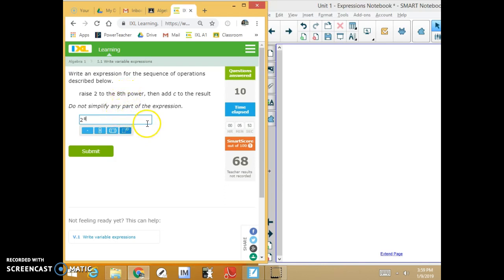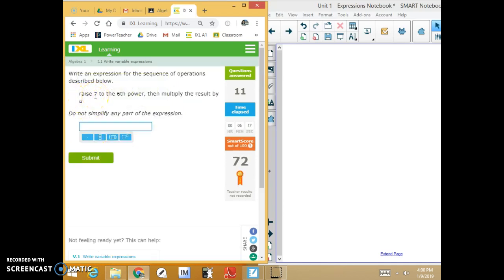Then I want to add c. And if I want to add c, the first thing I'm going to do is hit my right arrow on my keyboard to make sure that I'm typing next to it. And I'm going to add c to that result. So the result here is talking about whatever I get when I raise 2 to the 8th power, I'm going to add c to it.